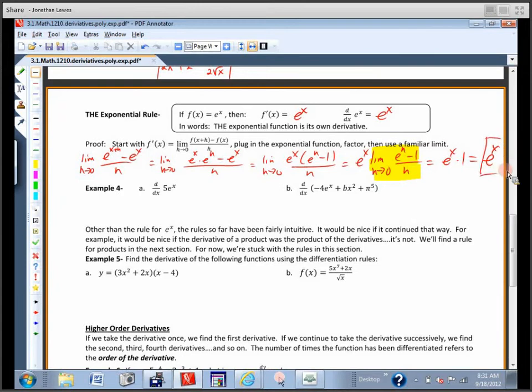Okay, I think we've dealt with it at least once. This limit is 1. So the limit is e to the x times 1, or e to the x. So start out with the function e to the x, find its derivative using the definition, and you're going to get e to the x. Again, it's the only one of consequence that has that property.